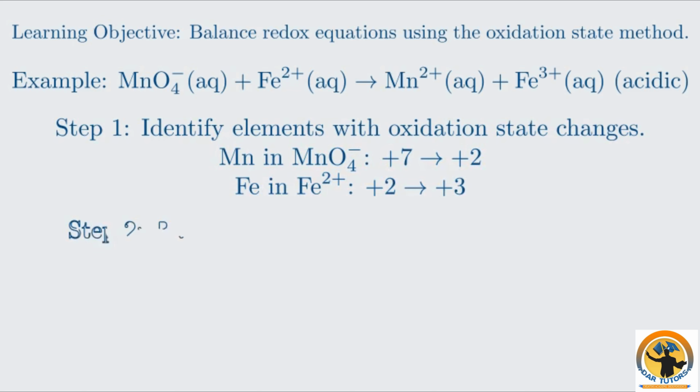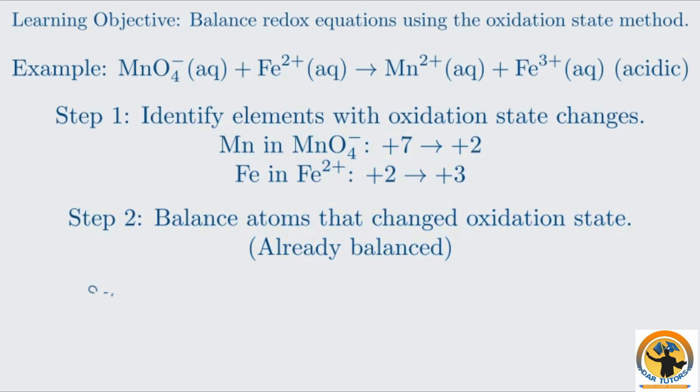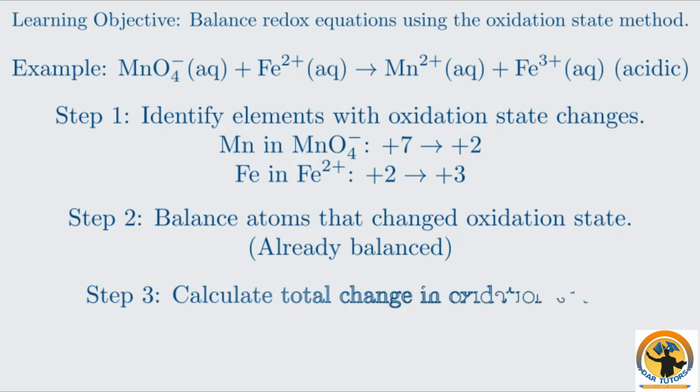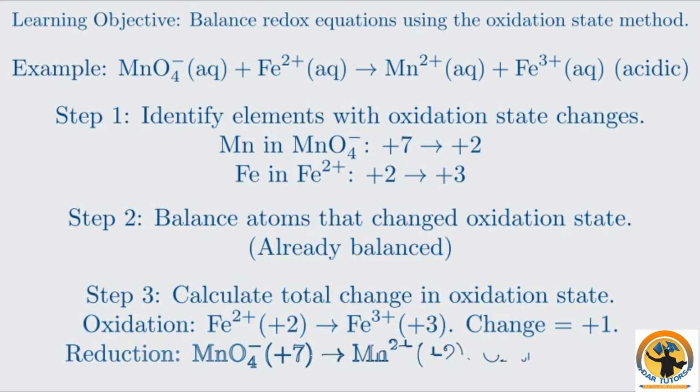Step 2 is to balance the atoms that changed. In this case, we have one manganese atom on each side and one iron atom on each side. So no further balancing is needed yet. Step 3 is to find the change in oxidation state. Iron increases by 1. Manganese decreases by 5. To balance the electrons, the total increase in oxidation state must equal the total decrease. The least common multiple of 1 and 5 is 5.